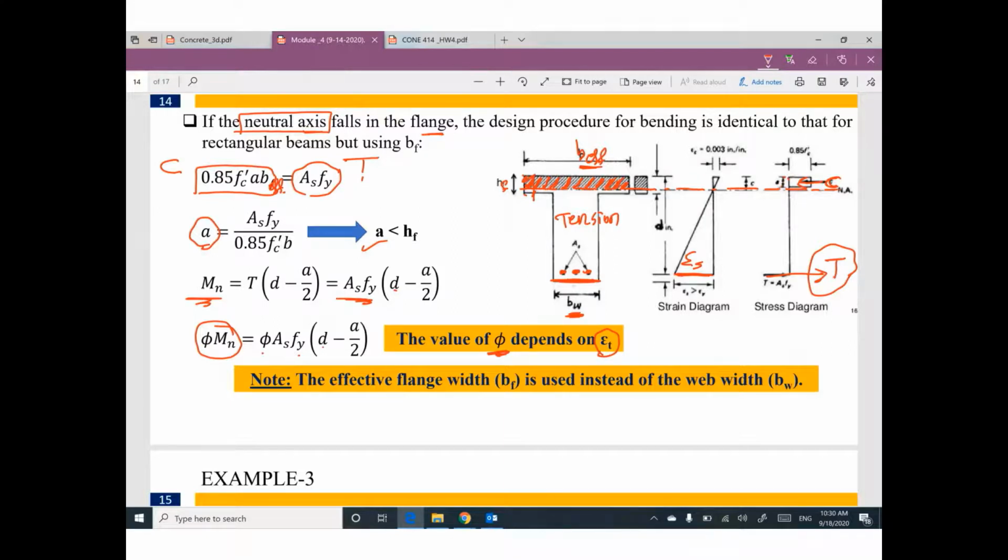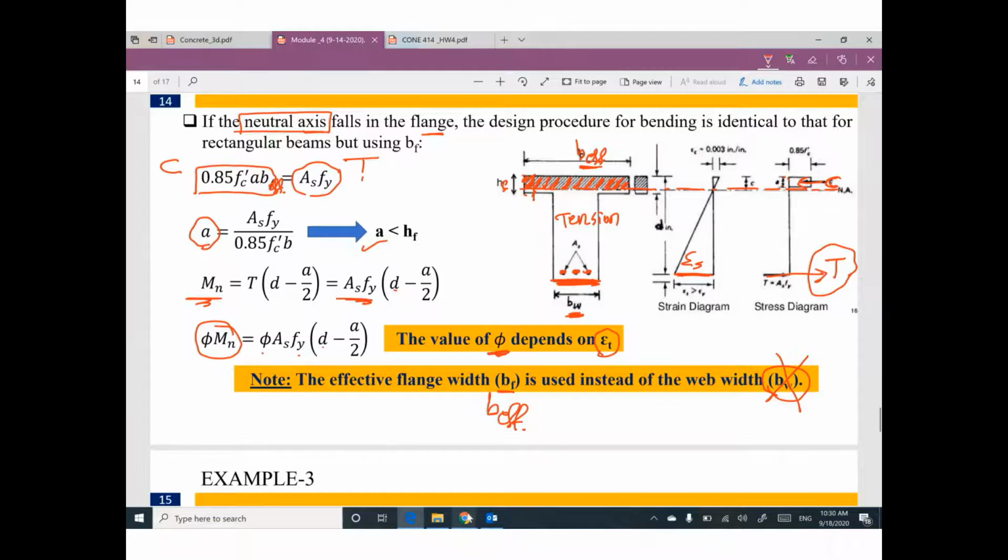Guys, remember, effective flange width B effective is used instead of B web, this width. We will not use B web if your beam is a T section.